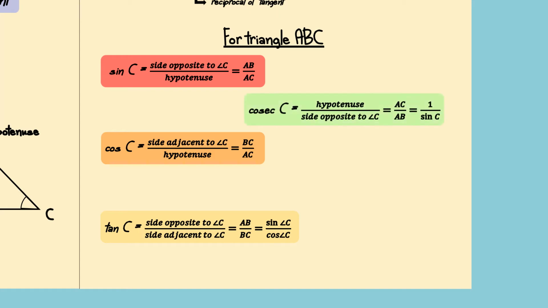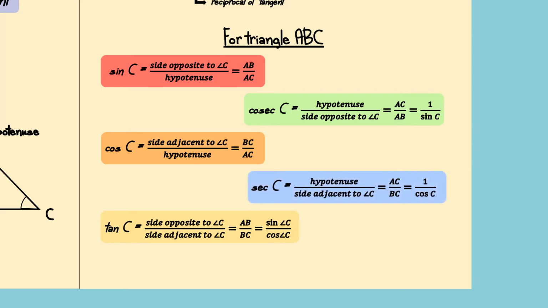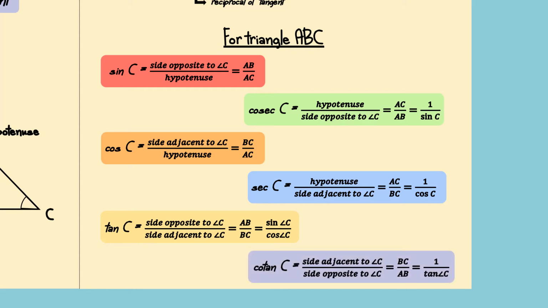The cosecant of angle C is just the reciprocal of the sine of C, which is the hypotenuse divided by the side opposite to angle C, is equal to the side AC divided by the side AB. The secant of C, which is the reciprocal of the cosine of C, also the hypotenuse divided by the side adjacent to angle C, is equal to the side AC divided by the side BC. The cotangent of C, which is the reciprocal of the tangent of C, which also means the side adjacent to angle C divided by the side opposite to angle C, is equal to the side BC divided by the side AB.